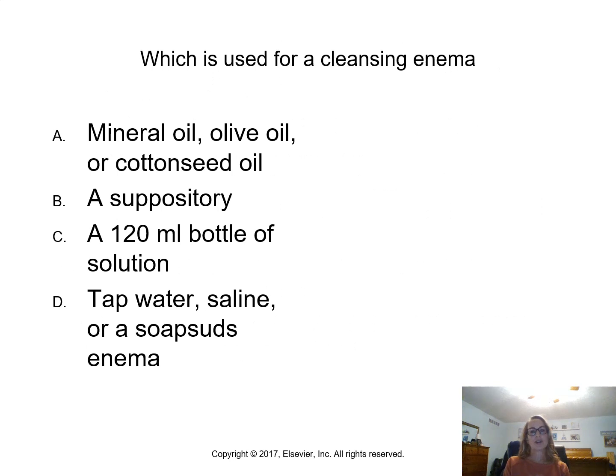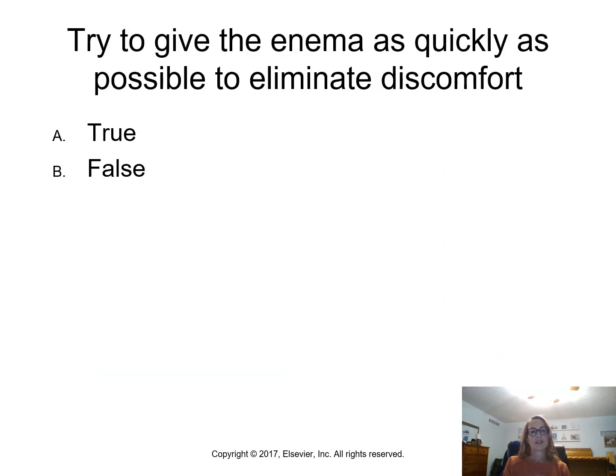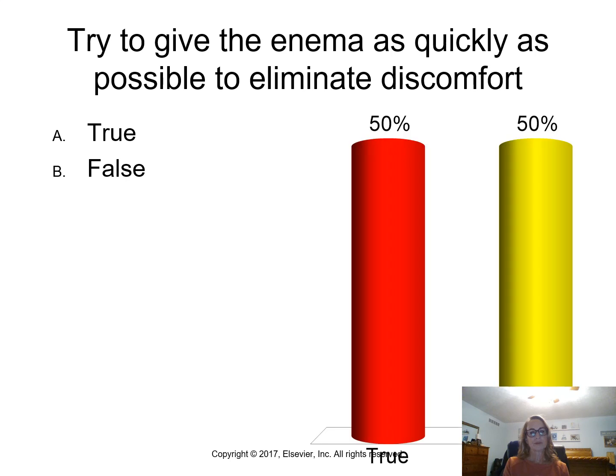All right, which is used for a cleansing enema? Tap water, saline, or soap suds enema. Okay. Try to give the enema as quickly as possible to eliminate discomfort to the patient. True or false? That's going to be false. You don't want to do it quickly. You're going to cause abdominal cramping. You want to do it steady and slow. Okay.